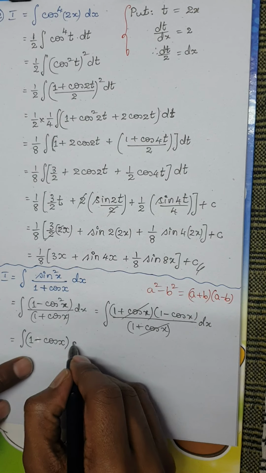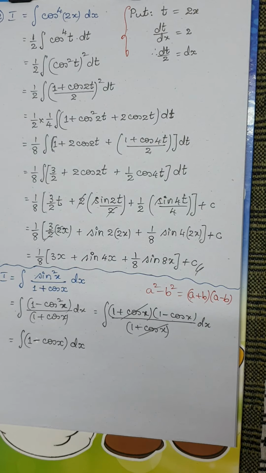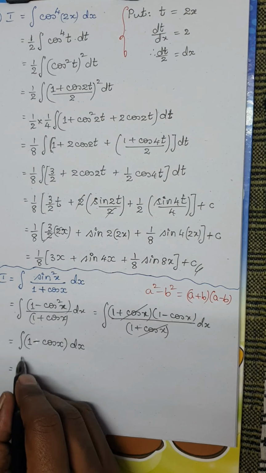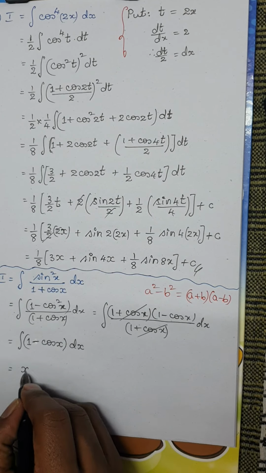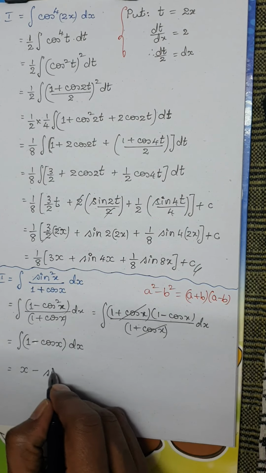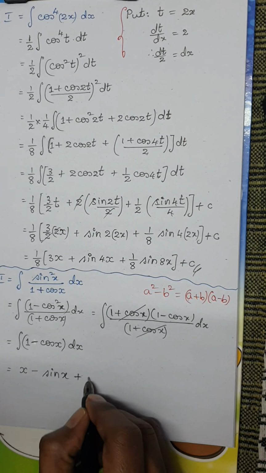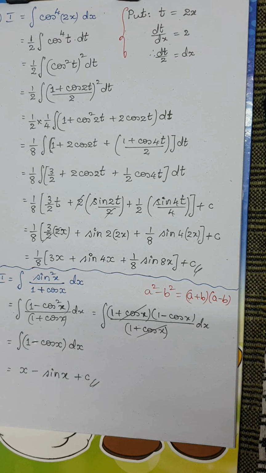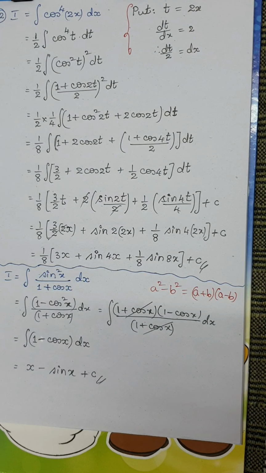I just have the integral of 1 minus cos x dx. Now what is the integral of x? The integral of 1 dx would be x, minus the integral of cos x. The integral of cos x is sin x plus c, which is the constant of integration, and this is the final answer for the given integral.